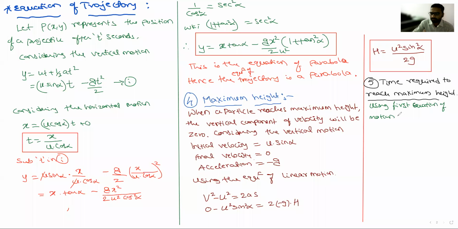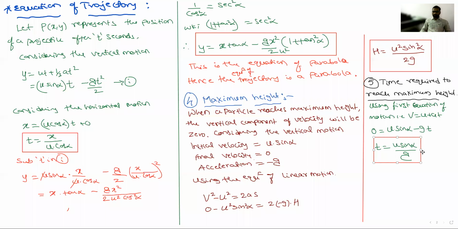Using first equation of motion, that is v is equal to u plus at. So what is the final velocity when it reaches the C point? Zero. Final velocity is equal to zero. Then what is the initial velocity? U sine alpha. And when it is moving in the upward direction, what is the g value? Minus g. Then time is t. So I want to find out the t value. So t is equal to u sine alpha divided by g. Okay, this is the formula for t, to reach the maximum height only.